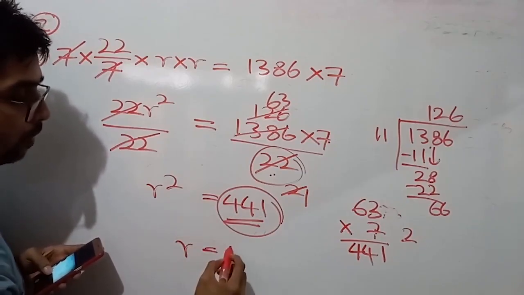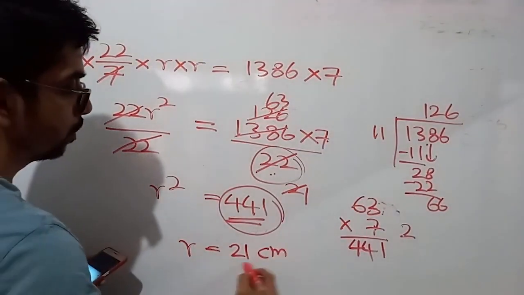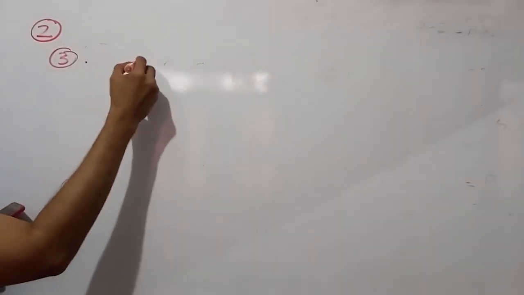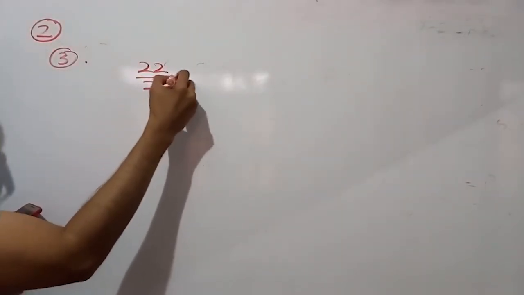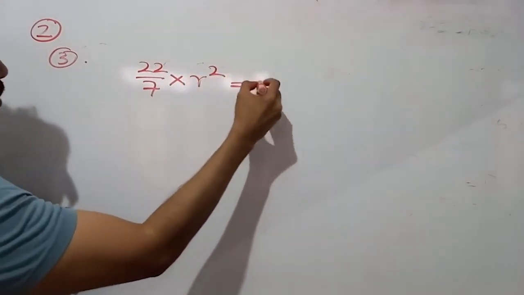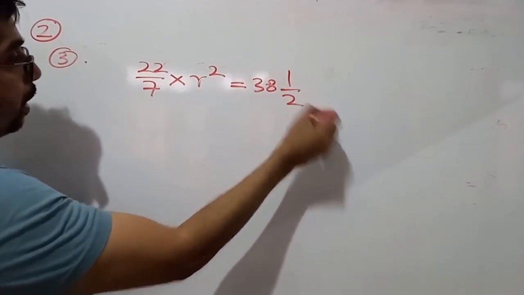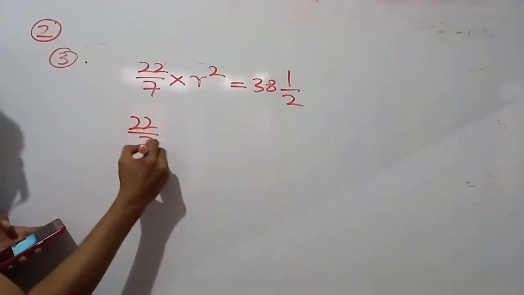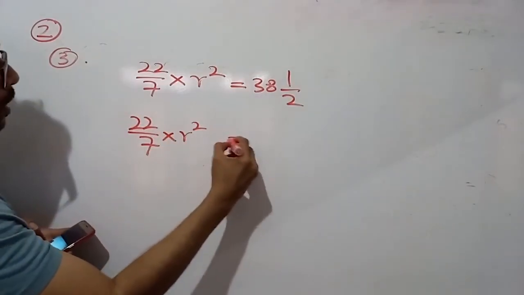So this will be what? 21 centimeters. So the area is 31.5 square centimeters. Right. So 22 by 7 times r squared equal to 38.5. Now 22 by 7 multiplied by r squared.